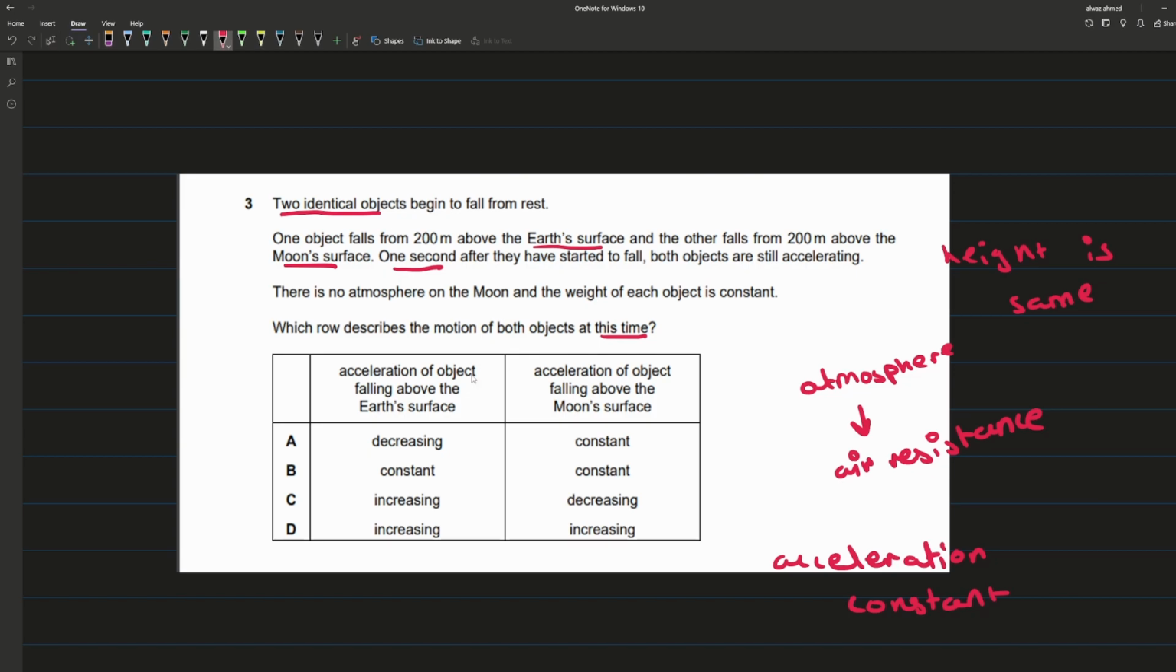So the acceleration of the object falling on the Earth's surface. Now in the start the acceleration would have been 9.8 meters per second square, but as you know that air resistance will act on that object, and due to air resistance this acceleration will decrease. So we know that the acceleration will decrease on the Earth's surface. As for the moon, there is no atmosphere on the moon, so there is no air resistance, and the acceleration will remain constant. So the acceleration will remain constant, and our correct answer is A.